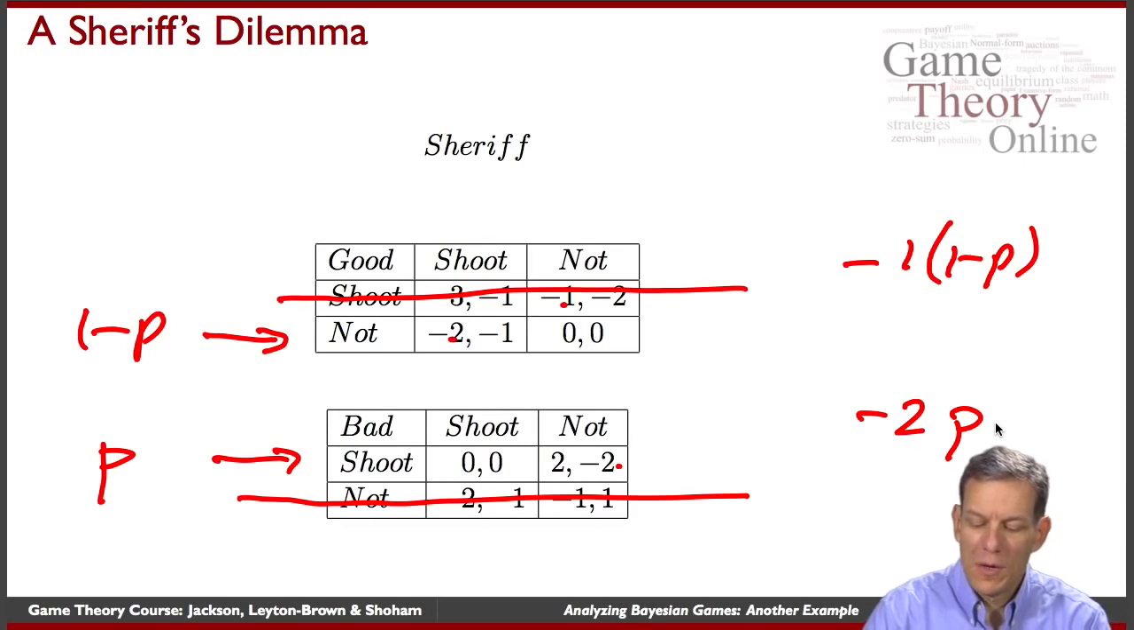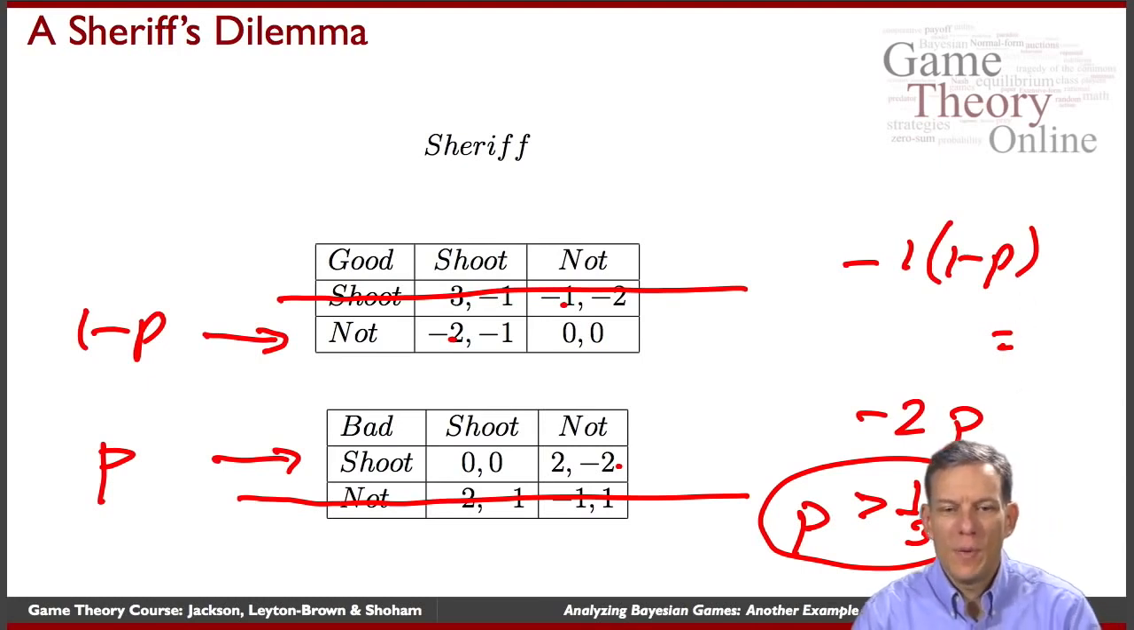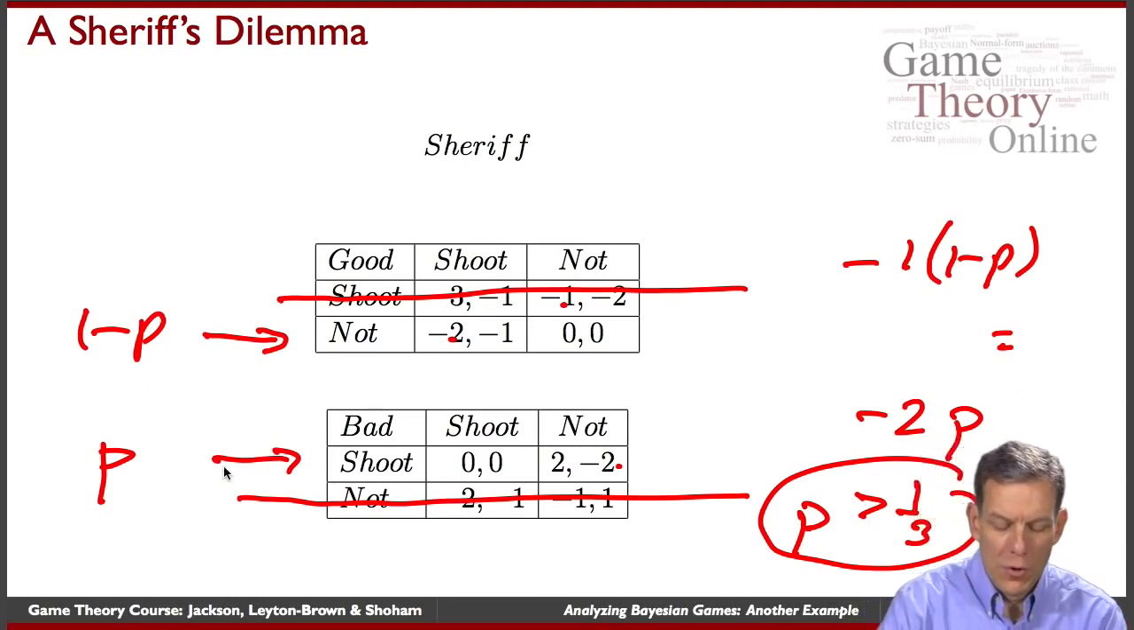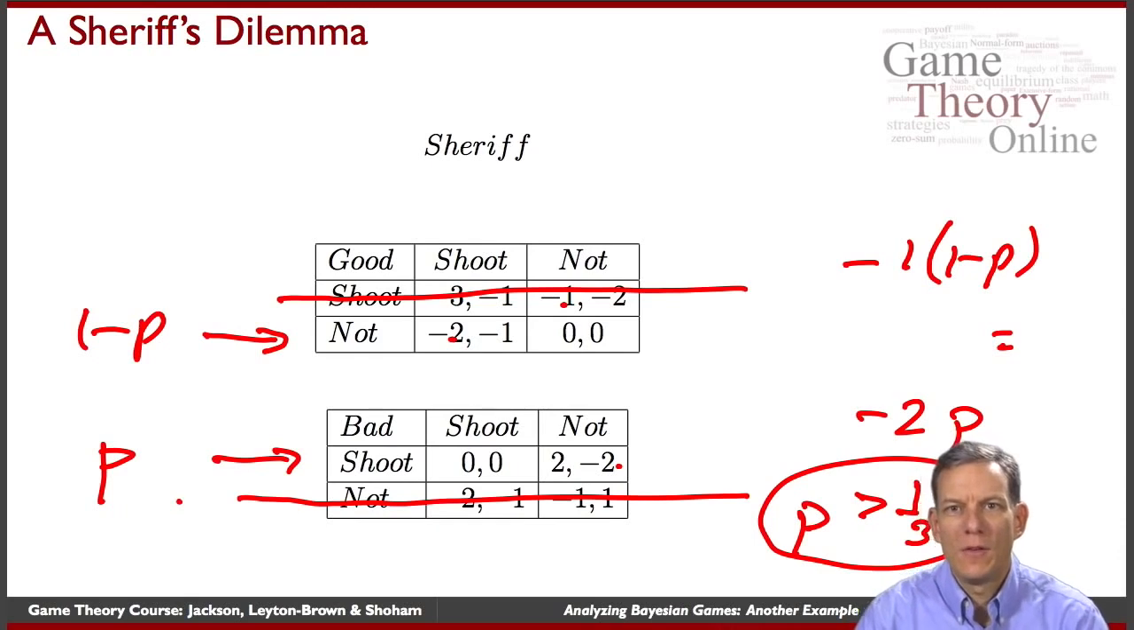And so we can think of the situations: when is it better to shoot, when is it better not to. And you can check here that if you find a point where these two are exactly equal to each other, that's going to be the point where P is equal to 1/3. If P is bigger than 1/3, then you're more likely to be down here, you're more likely to want to shoot. And if P is less than 1/3, then you would want to not. So depending on what P is, you're going to have Bayesian equilibria.